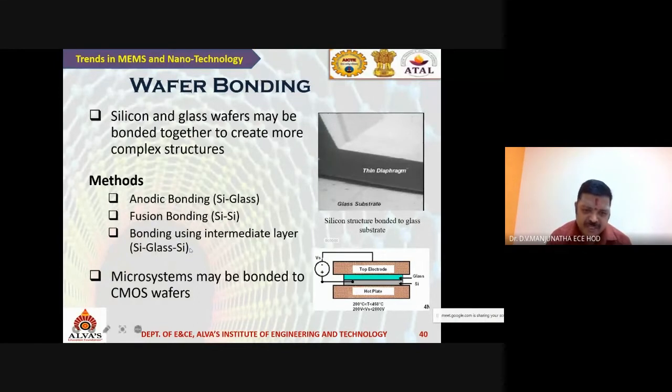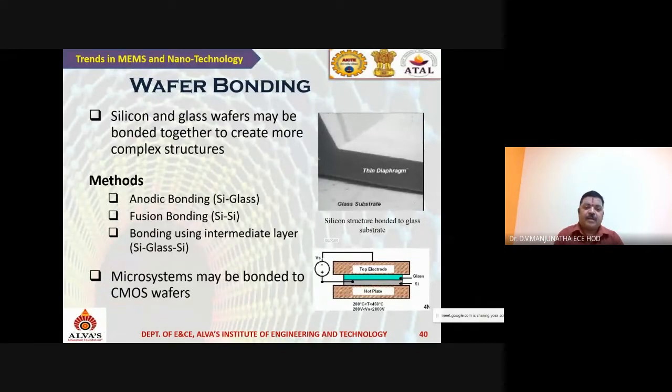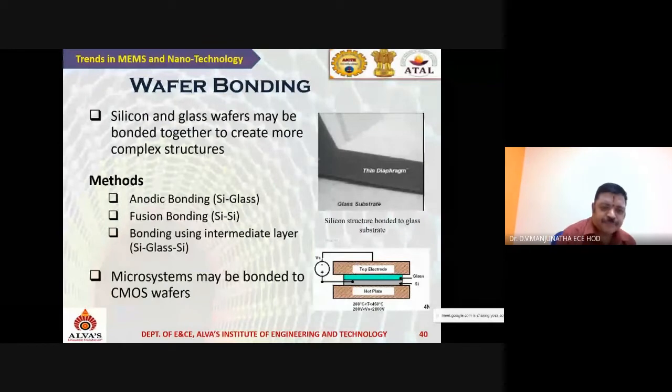So bonding using an intermediate layer: silicon, glass, silicon is bonding using an intermediate layer. Silicon, glass, and silicon is a major bonding methodology adopted in MEMS. Microsystems may be bonded to CMOS wafers, right? Okay, so this is the wafer bonding.